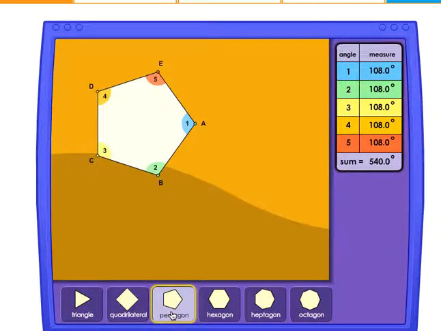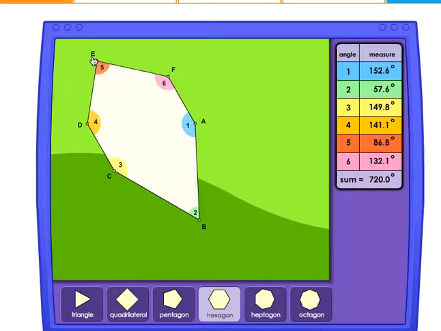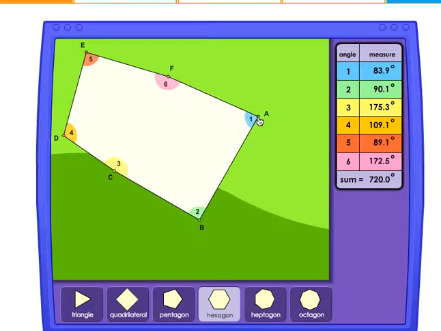Let's take a look at a pentagon with 5 sides. The sum of interior angles is 540 degrees. Next, we have a hexagon with 6 sides. The sum of angles adds up to 720 degrees. Again, we can change that regular hexagon to an irregular hexagon by moving the vertex to any place. As you can see, as I move and drag the vertex, the only thing that is not being changed is the sum of angles.